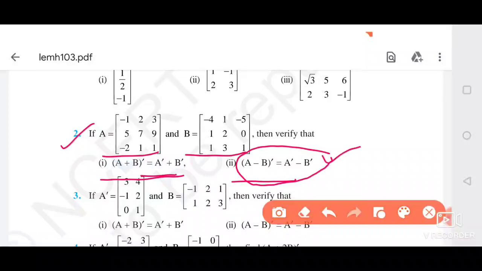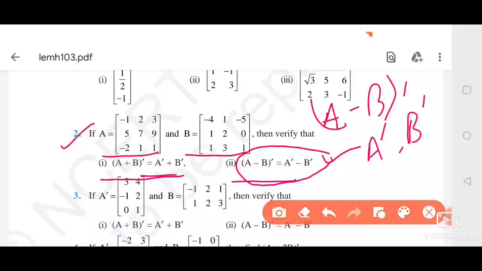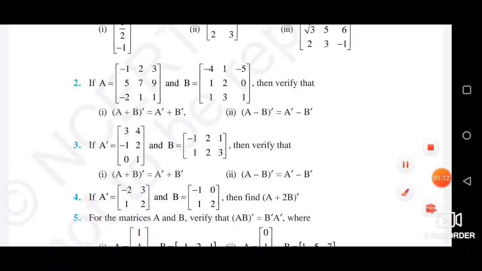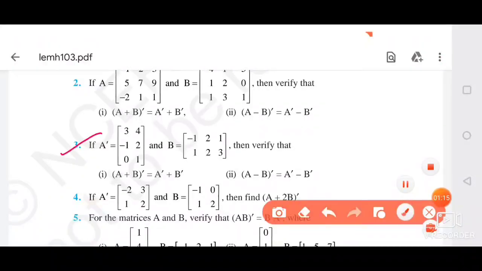For Roman 2 of question number 2, you have to first find A minus B, then you have to find A minus B whole transpose, then you have to find A transpose and B transpose. After that you have to subtract B transpose from A transpose. Subtraction of matrices you know how to do. This is almost same as example 20. Question number 2 and question number 3 are same type of questions, so try to do question number 3 also.